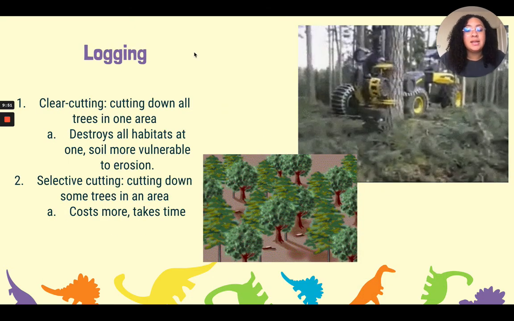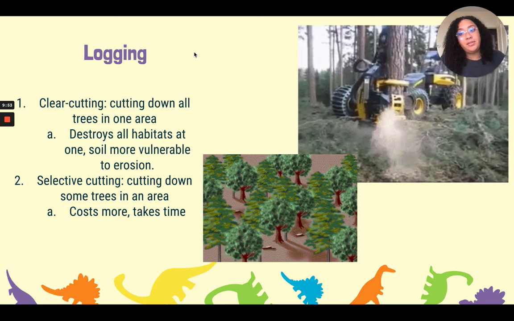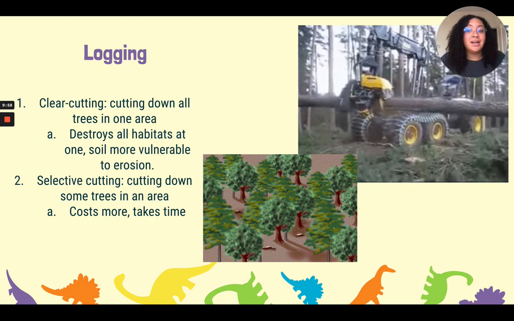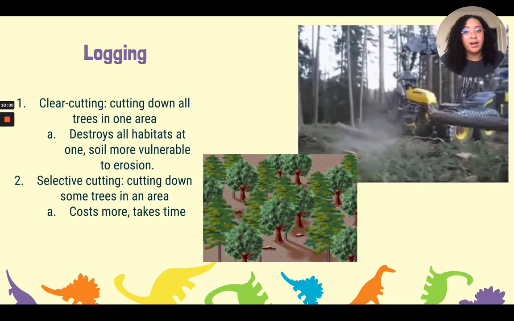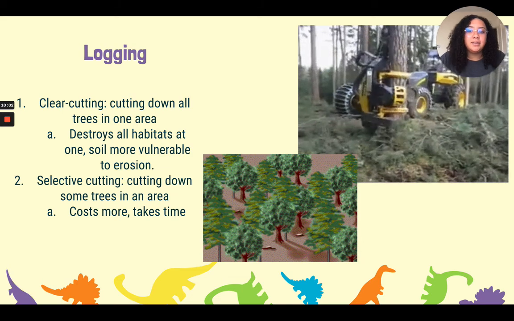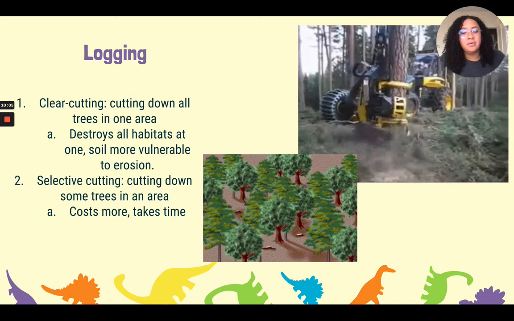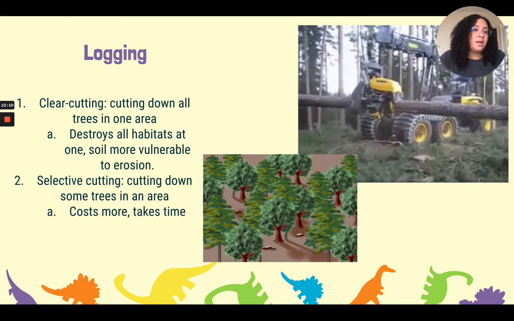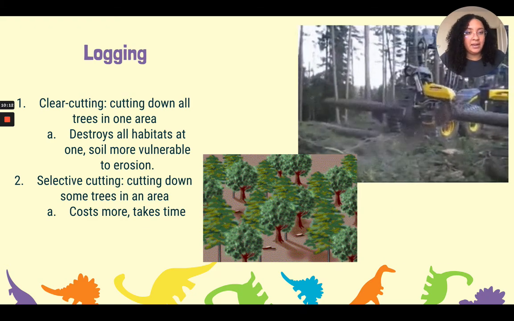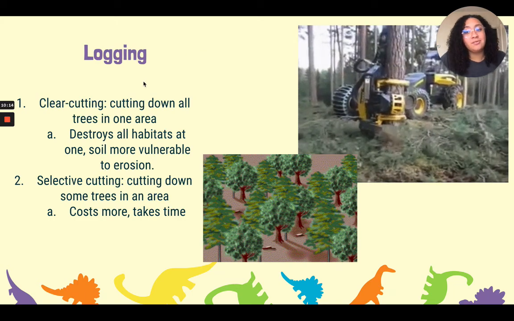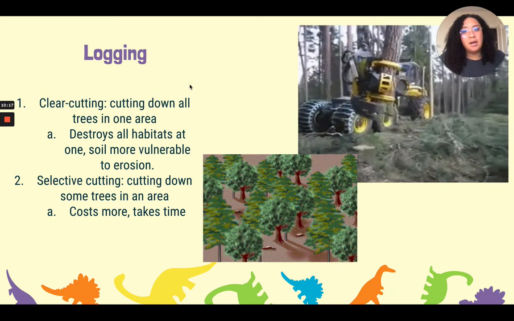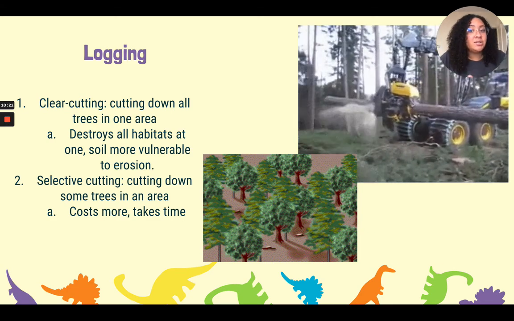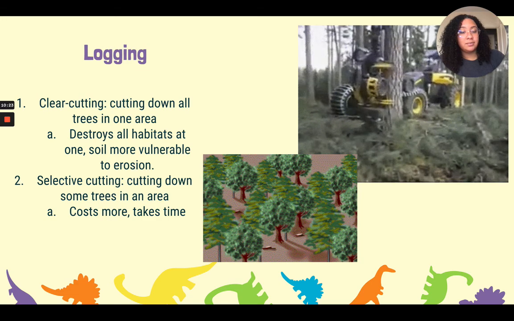Okay, so we must maintain sustainable forestry through logging. Again, instead of just clear cutting and cutting down all of the trees in one area, we should selectively cut. So cut down some trees in an area, but selective cutting costs more and takes time, which is why we often use clear cutting. But it's bad, because it destroys all habitats, and again, soil is more vulnerable to erosion.